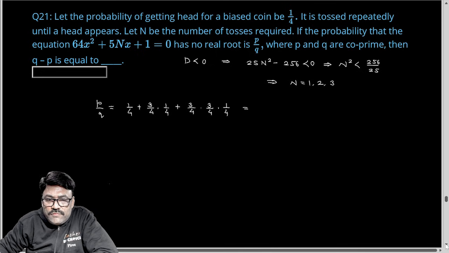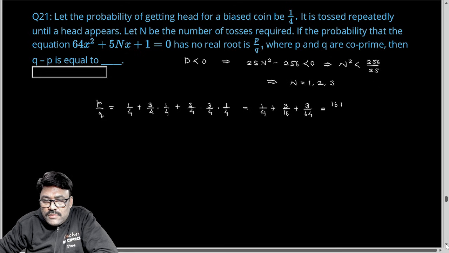So ultimately it is what? 1 by 4 plus 3 by 16 plus 3 by 64. So it is 16 plus 12 plus 3 by 64. So it is 31 by 64.